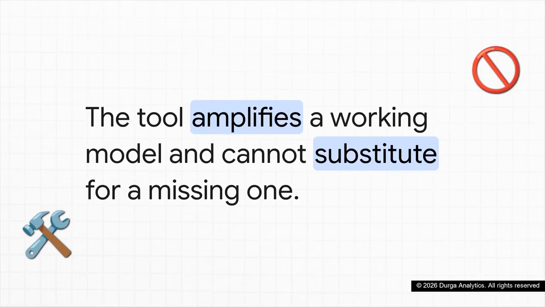Tools amplify your operating model. They can never, ever replace the missing one. This reinforces what we covered earlier in the course. You figure out the roles and processes first, and only then do you sequence the tool adoption.